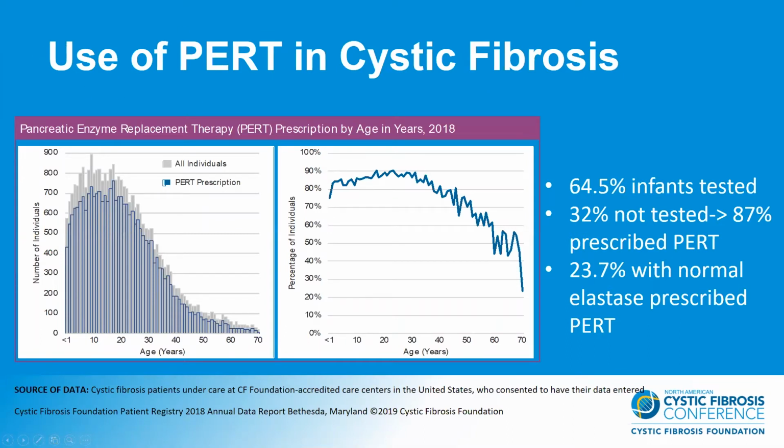Well, if patients are using it not only for GERD, what's the incidence of pancreatic enzyme replacement therapy in cystic fibrosis? Well, you can see here a lot of our patients with CF are endorsing pancreatic enzyme replacement therapy, over 80% up to age 40. It's interesting that 64% of infants are tested, and even those not tested, 87% are prescribed pancreatic enzyme replacement therapy. 24% with normal elastase, indicating no pancreatic insufficiency, are still prescribed pancreatic enzyme replacement therapy.